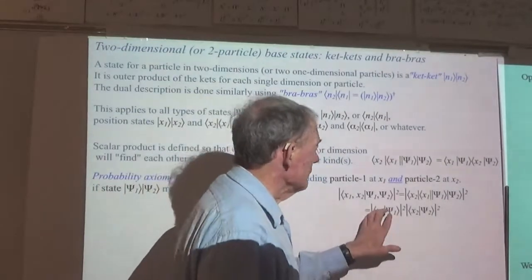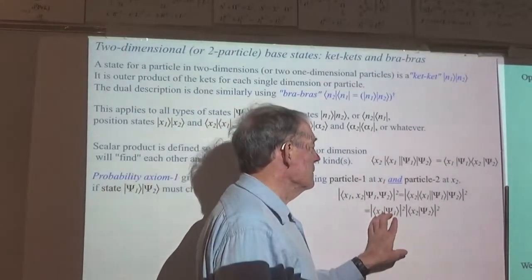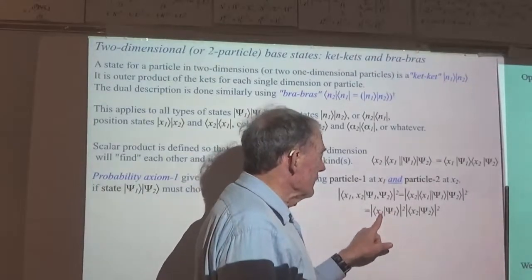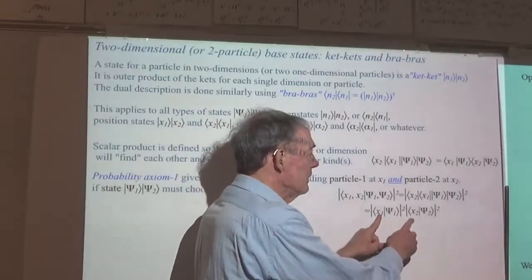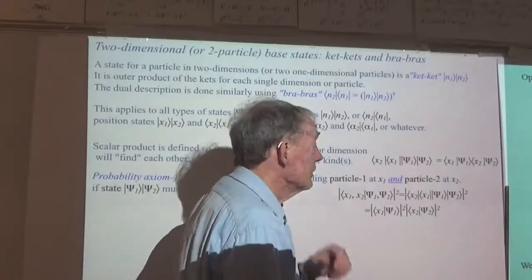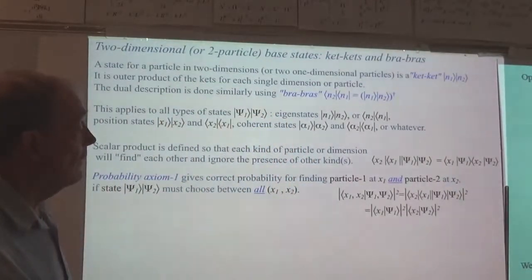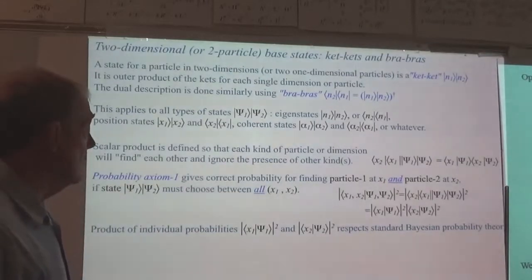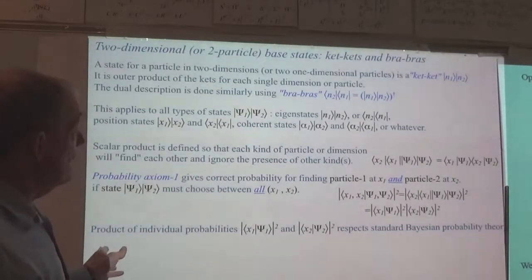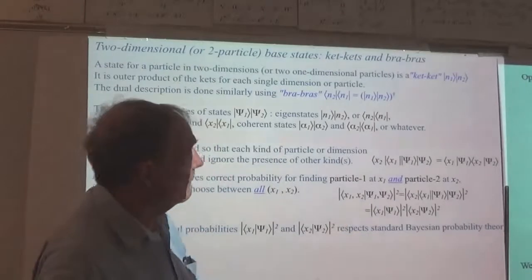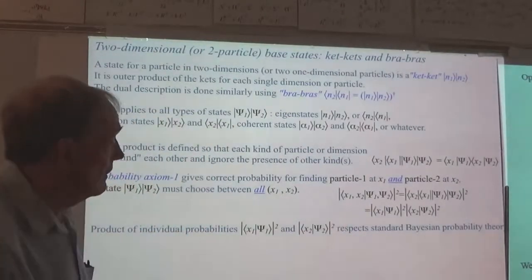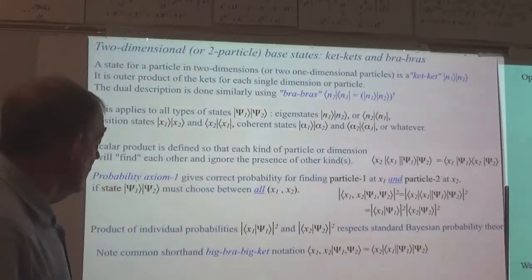So this is a probability to find the particle 1 from state 1 at a count place x1, and this one is the same thing for the second dimension, or polarization if we're talking about light. So the product of these probabilities has to respect Bayesian probability. That is, it's a product.